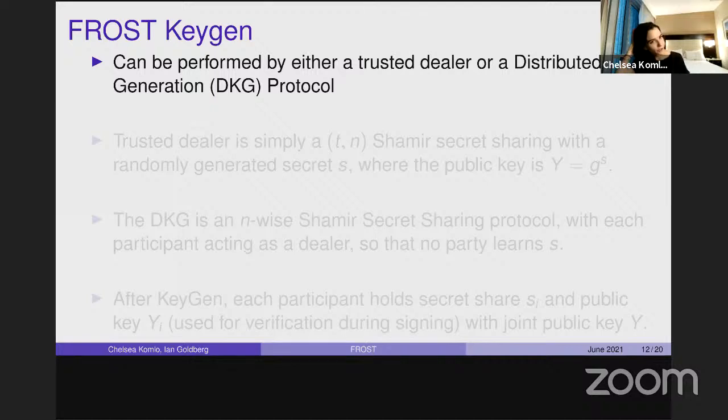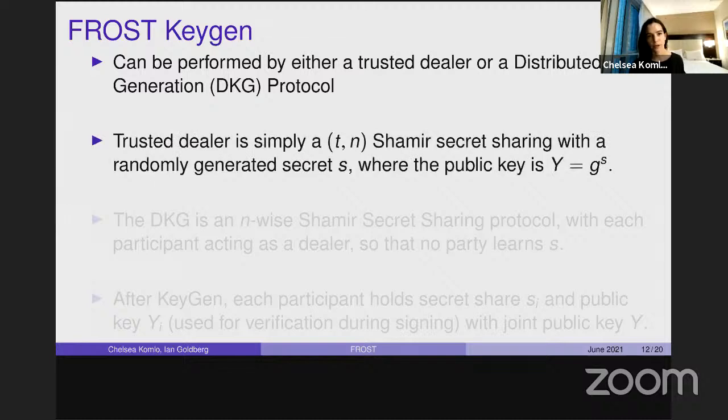So now let's take a look at FROST and how it compares to single party Schnorr. I'm not going to go into detail about key generation in FROST. The important thing to know here is that key generation can be performed either via a trusted dealer or by a distributed key generation protocol.